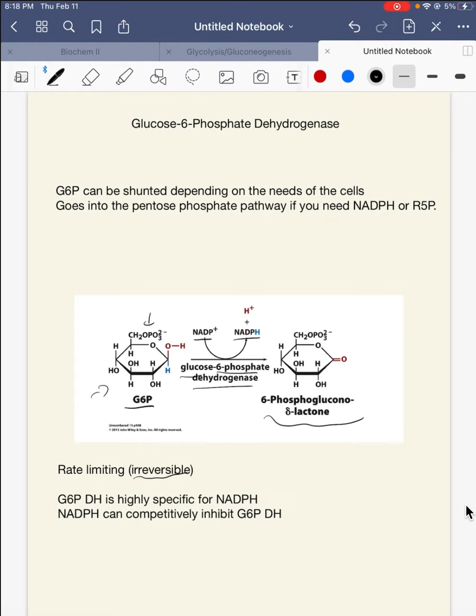Okay, so this enzyme is highly specific for NADP. If we have a lot of NADPH, it can actually go back and inhibit glucose 6-phosphate dehydrogenase. And if we have a lot of NADP plus, this can activate it. So NADPH would inhibit it, and NADP plus would activate it. And it can competitively inhibit it. That means it binds to the active site, not the allosteric site.